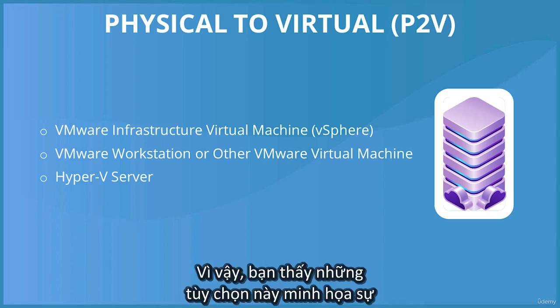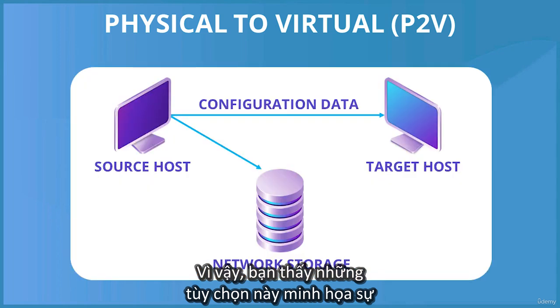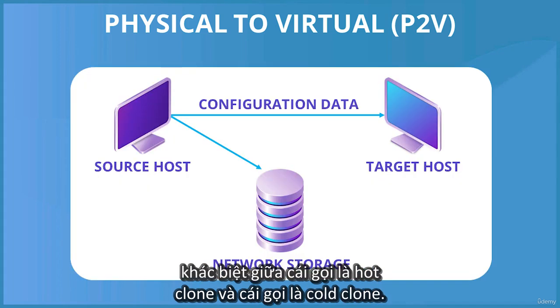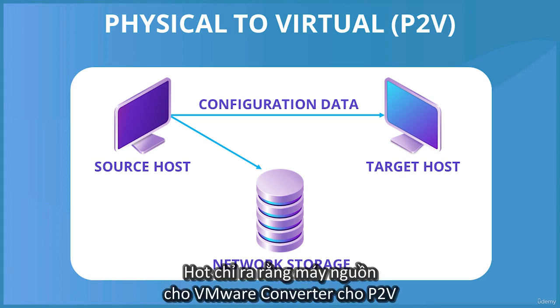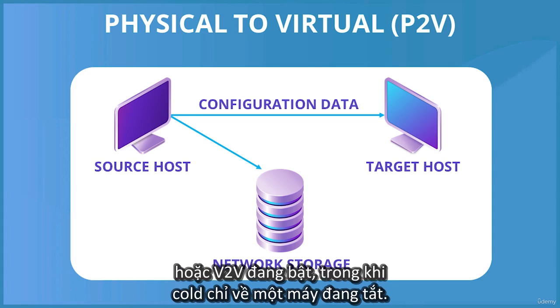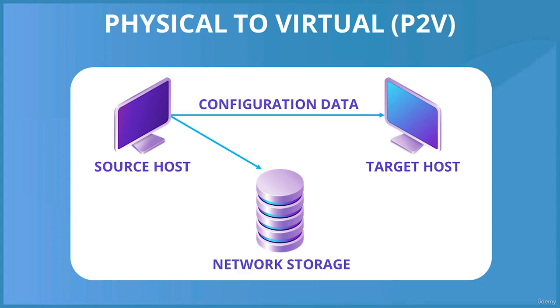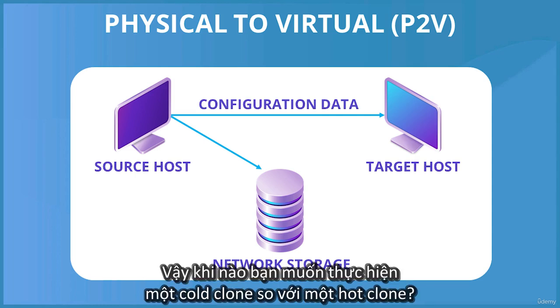So you see, these options illustrate the difference between what is known as a hot clone versus what is known as a cold clone. Hot denotes the source machine for the VMware converter for P2V or V2V is powered on, whereas cold refers to a powered off machine. So now, when would you want to perform a cold clone versus a hot clone?